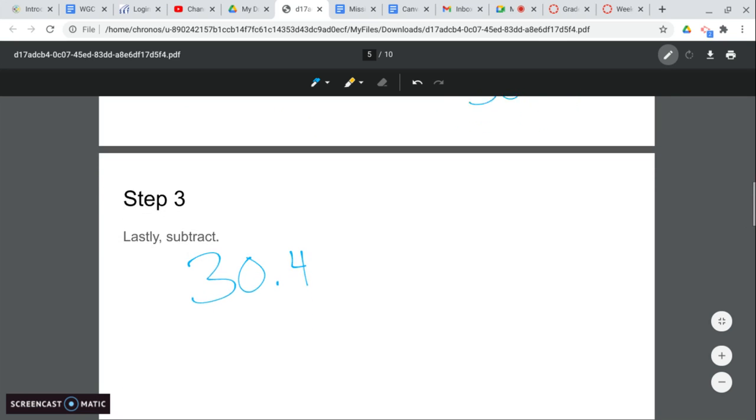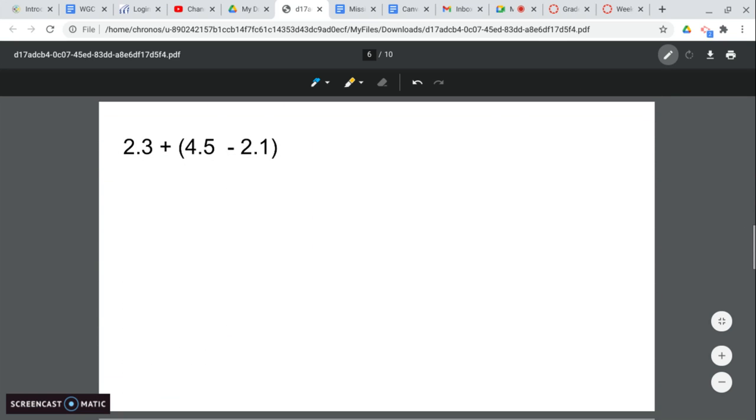All right, our next one, we have 4.5 minus 2.1. We get 2.4 plus 2.3. So now we add, and we get 4.7. All right, our next one.